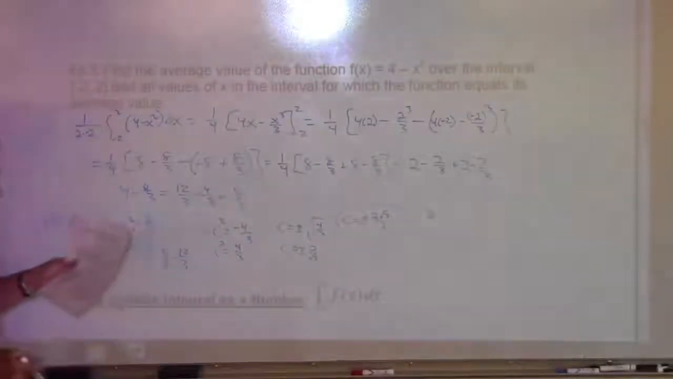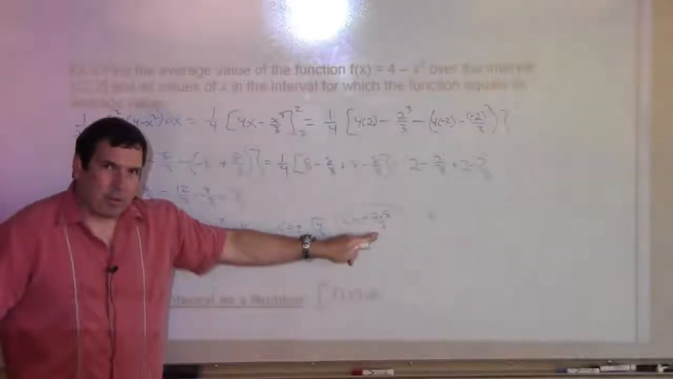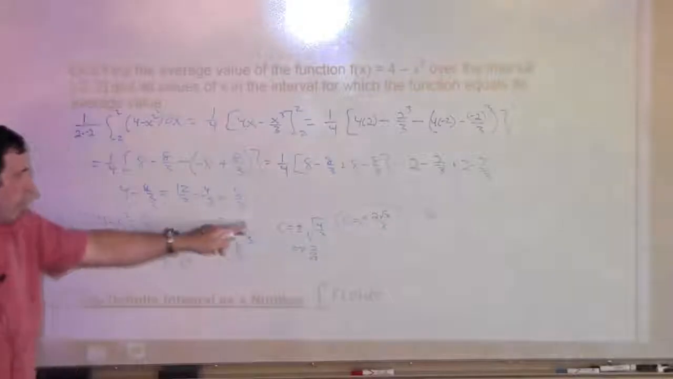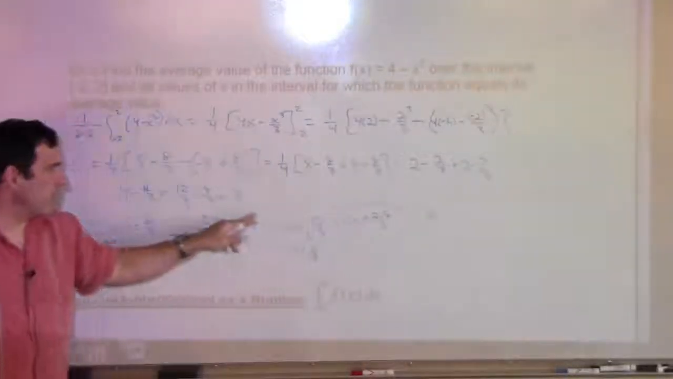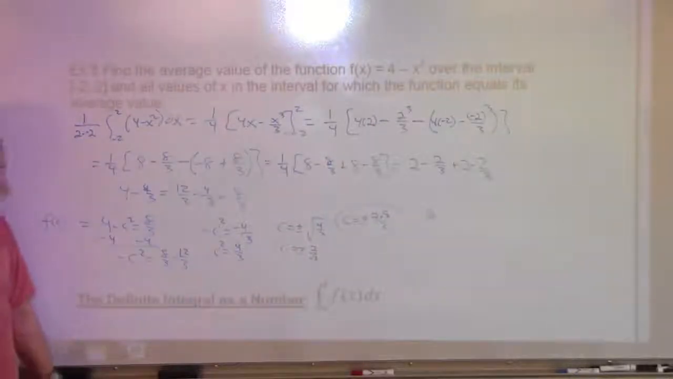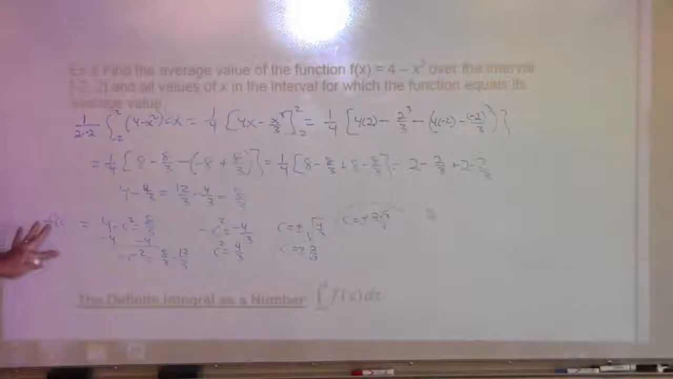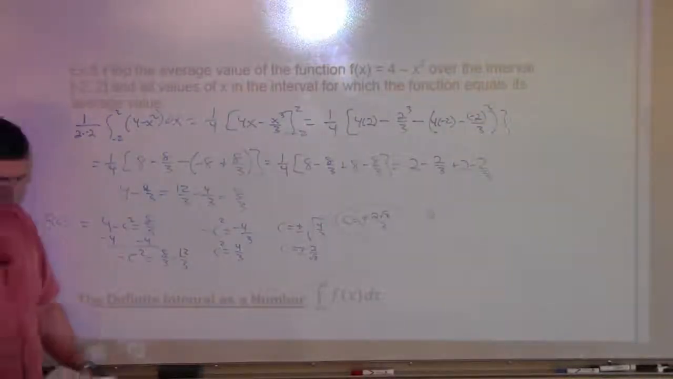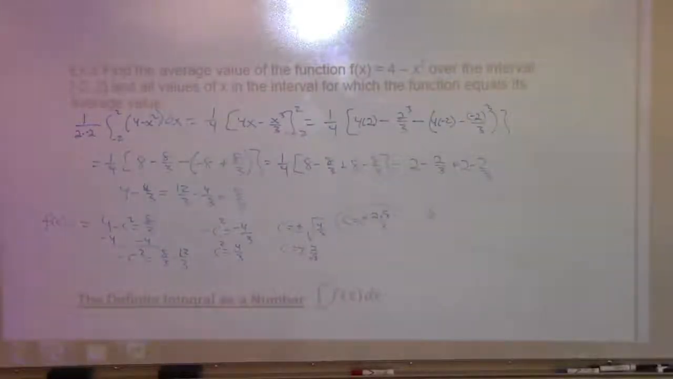You can get a decimal approximation for that. But these values will give us the average value of the function. So f of these values gives us the average value, which is 8/3. That's what this is saying. So the first part was to find the average value of the function, and then to find what values give us the average value of the function. Okay, feel free to pause that. I'm going to go on.